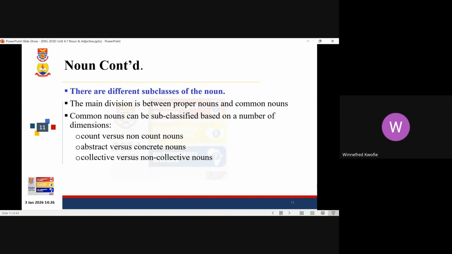Generally, we can identify proper nouns and then common nouns. That's a general classification, proper nouns and common nouns. And then when we talk of common nouns too, we can subdivide them or subclassify them based on a number of dimensions. So for common nouns, we can look at count versus uncount nouns. We can look at abstract versus concrete nouns. And then we can look at collective versus non-collective nouns.